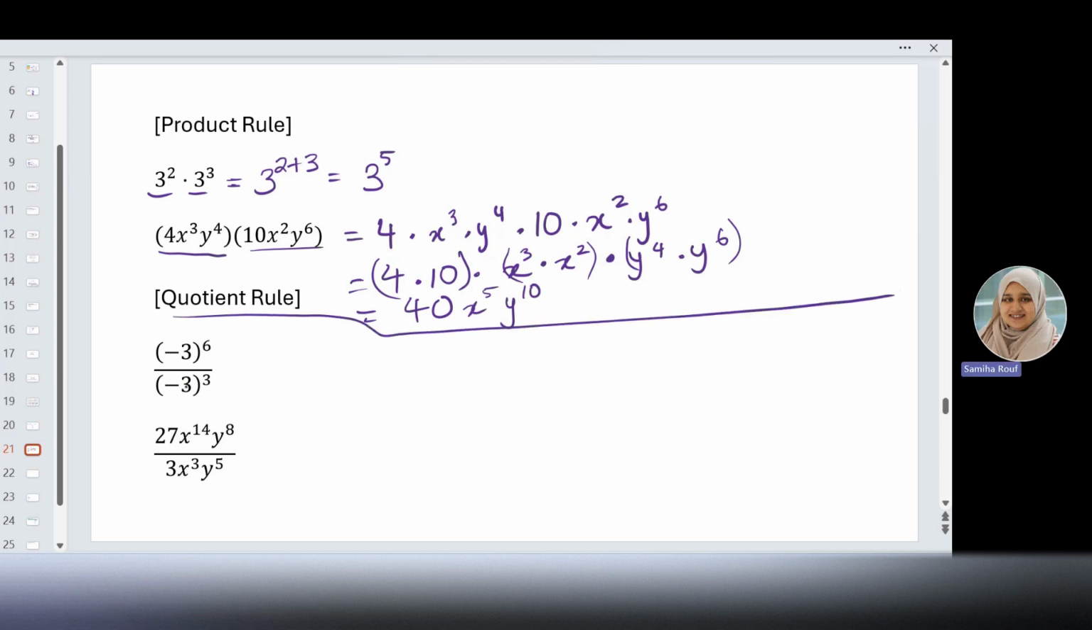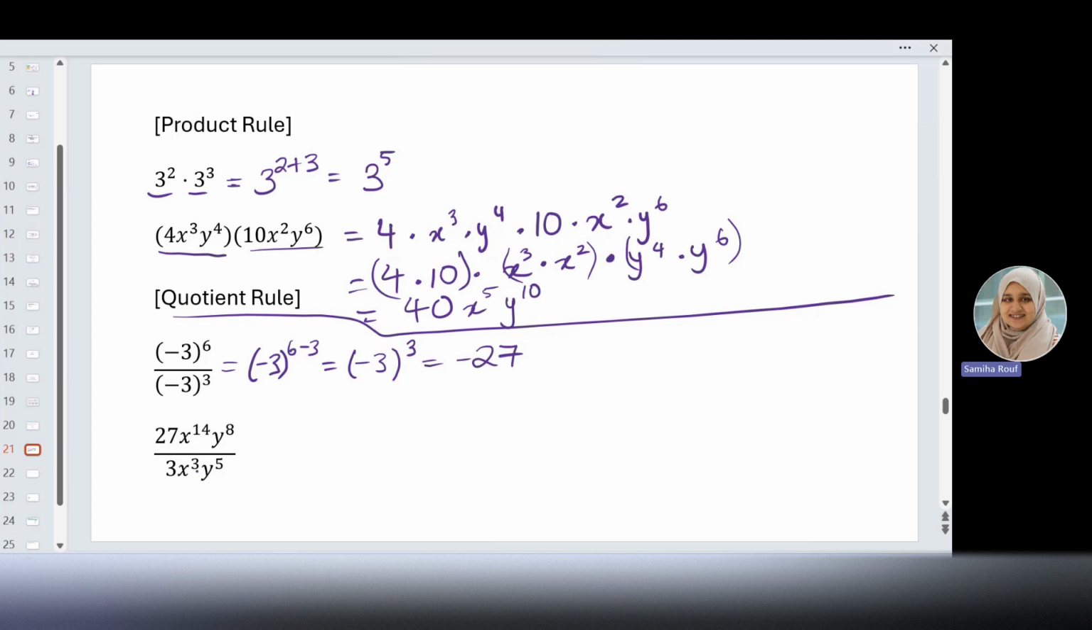Now let's see how the quotient rule works. This is negative 3 to the power 6, and in the denominator we have negative 3 to the power 3. So notice the exponent is not negative. It's just the number itself that is negative. The parentheses indicate that it's negative 3 that has that power. So since the base number is negative 3, we can subtract and we get 6 minus 3. So it's negative 3 cubed, which will give you negative 27.